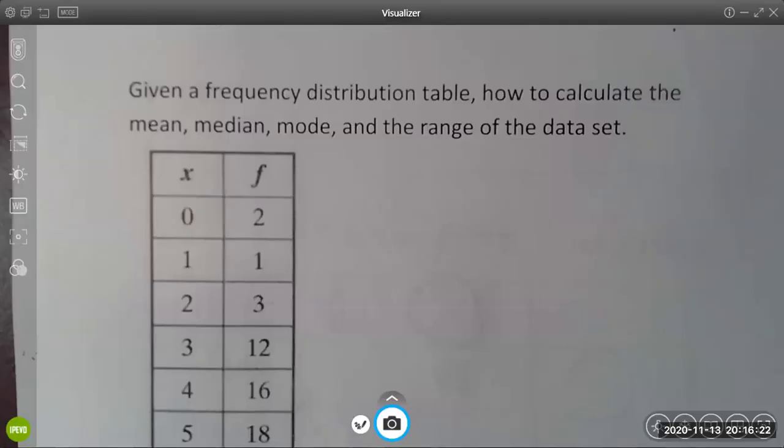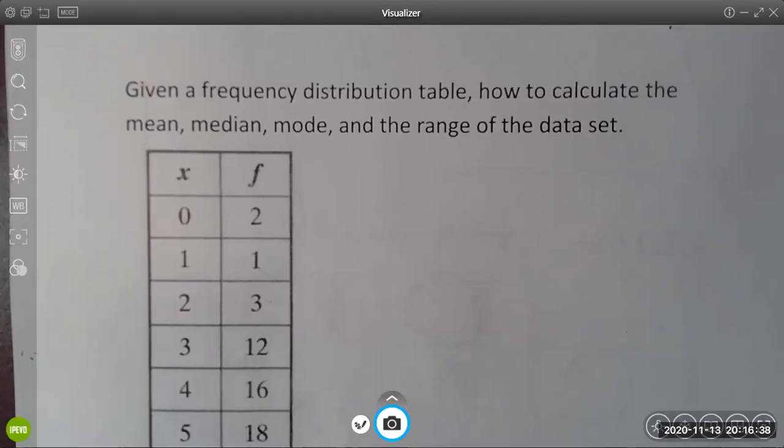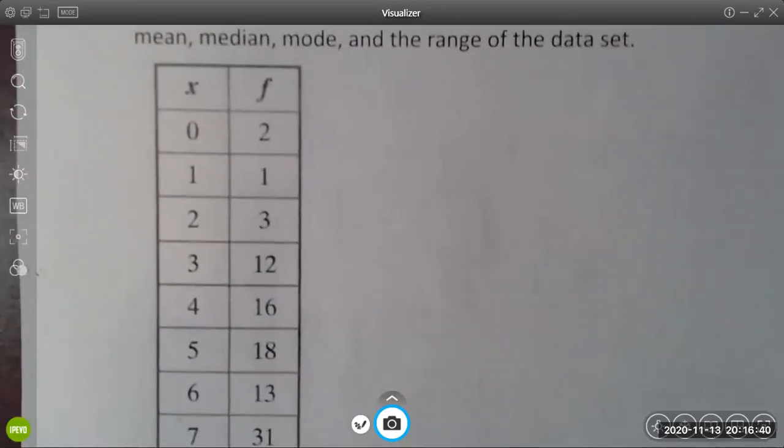Hi everyone. In this video, I'm going to show you how to calculate the mean, the median, the mode, and the range of a dataset. But this dataset is given in the form of a frequency distribution table. So let's look at this table.